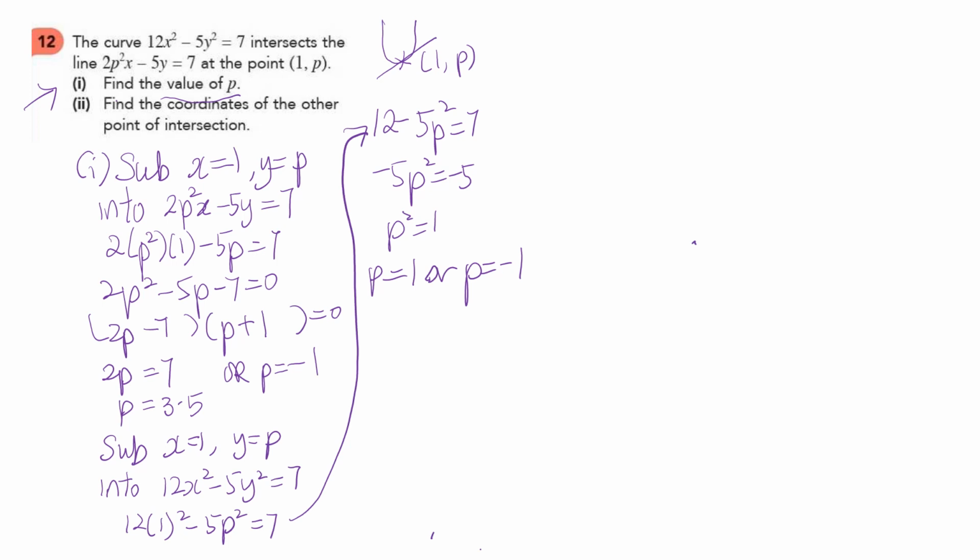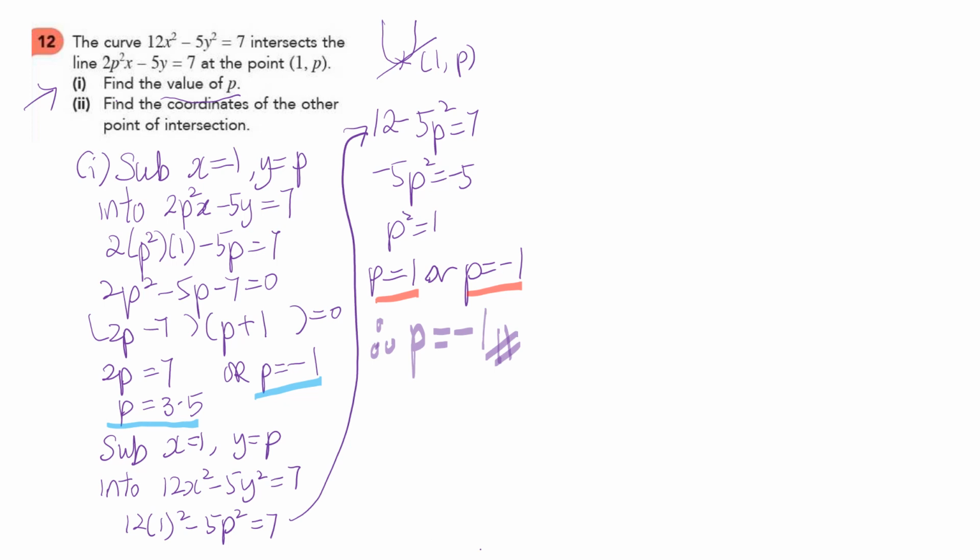Okay, so you must remember that the values for p must satisfy both equations. If you compare the value you get here with the value you get here, then you see that the common value is p equals negative 1. Therefore p equals negative 1 is the chosen answer. Okay, this is how you do it for part 1.